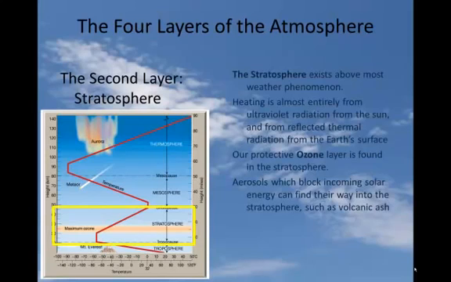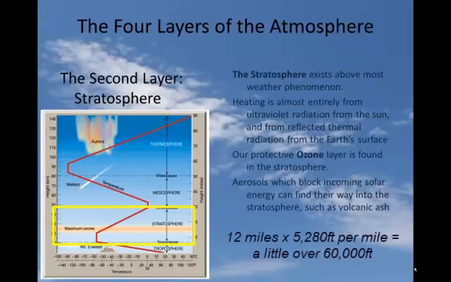Where I get that is from, we've got 12 miles, and there's about 5,000 feet in every mile. So if I multiply 5 times 12, we get 60, and then add my zeros on, so I'm about 60,000 feet. And most of our weather phenomenon occurs below 60,000 feet. Heating is almost entirely from ultraviolet radiation from the sun and the reflected thermal radiation from the Earth's surface.